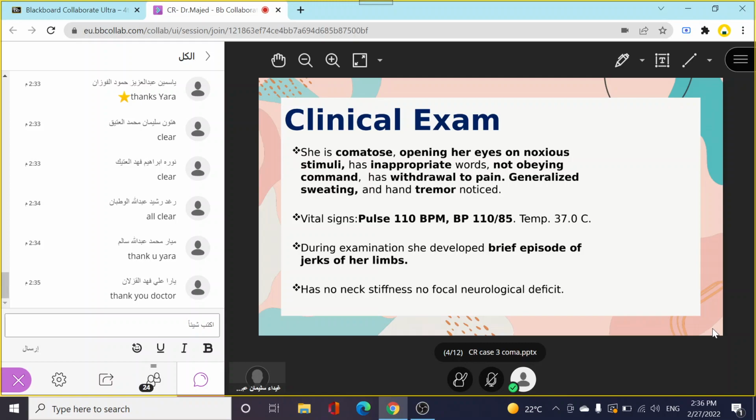Okay, on clinical examination, she is comatose, opening her eyes on noxious stimuli. She has inappropriate words, not obeying command, and withdrawal to pain. She also got generalized sweating and tremors. Her vital signs included pulse was 110 beats per minute, blood pressure was 110/85, temperature was 37. During examination, she developed a brief episode of jerks of her limbs, and she has no neck stiffness or no focal neurological deficit.